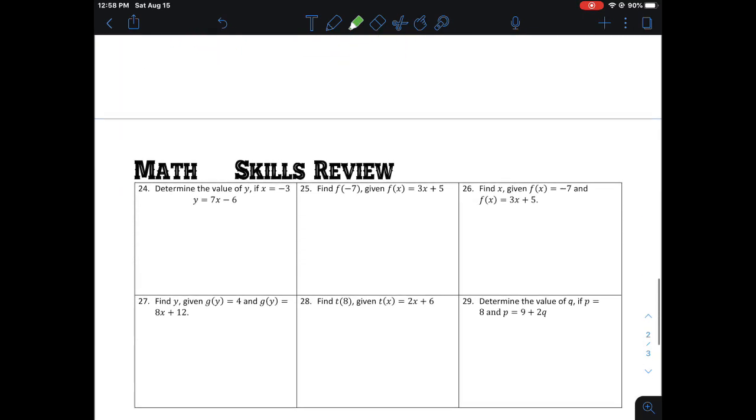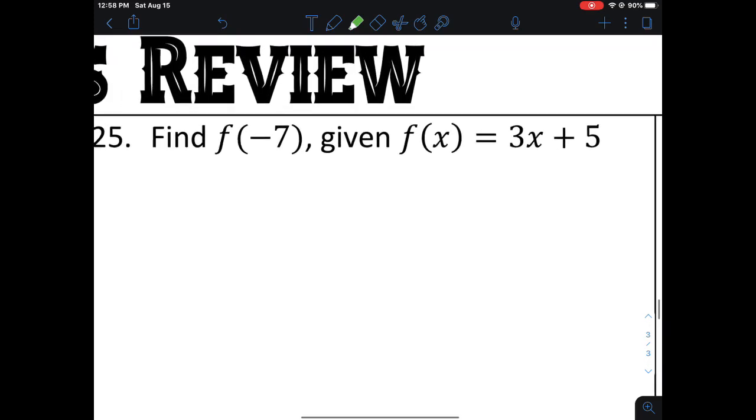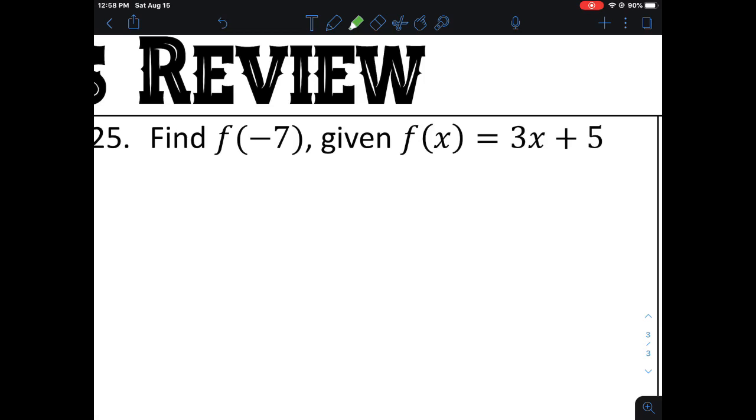23, nothing hard there. 24, nothing hard there. Let's do number 25. This one looks a little bit different. Find f of negative 7, given that f of x equals 3x plus 5.